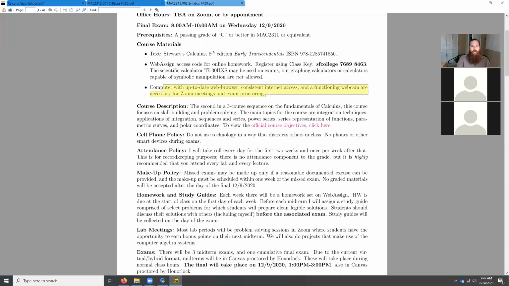If you're having a hard time getting access to any of these things, send me an email or a Canvas message. The math department does have loaner laptops that they can give you for, I don't know how long, like a day or 2 at a time to take tests and do things like that.